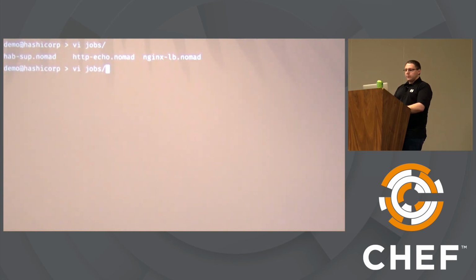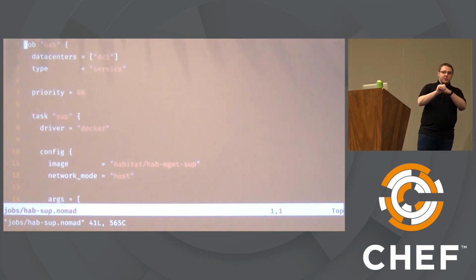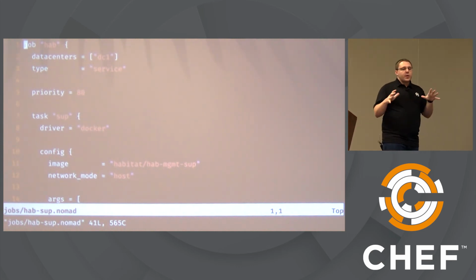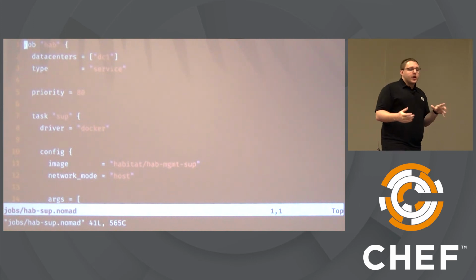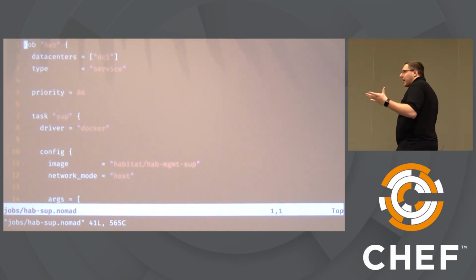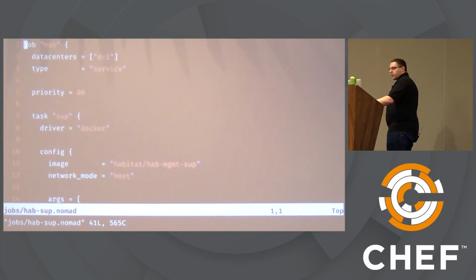Jobs. OK. So this is a Nomad job. I haven't told you a lot about Nomad yet, but that's OK. We'll talk about it in a second. This is a Nomad job specification. What I'm doing here is I'm starting a service. You can see that's type equals service with a priority of 80, which is just an arbitrary priority related to the other jobs that are running.